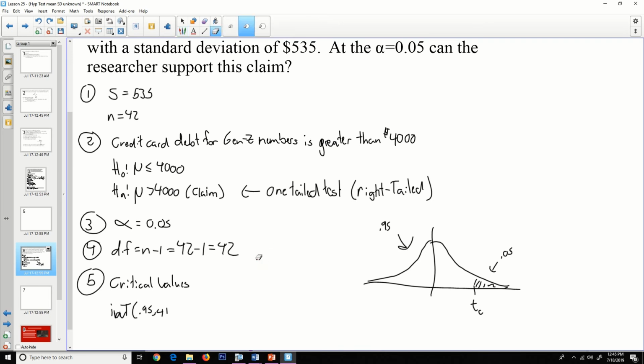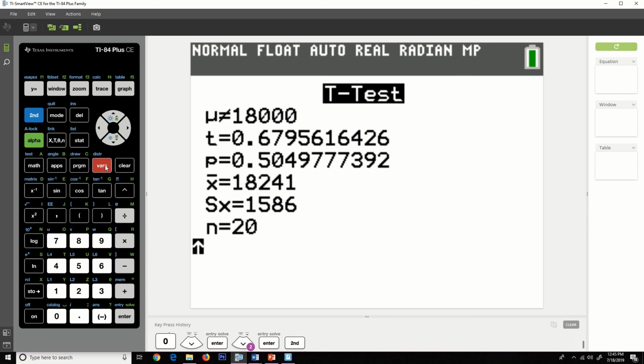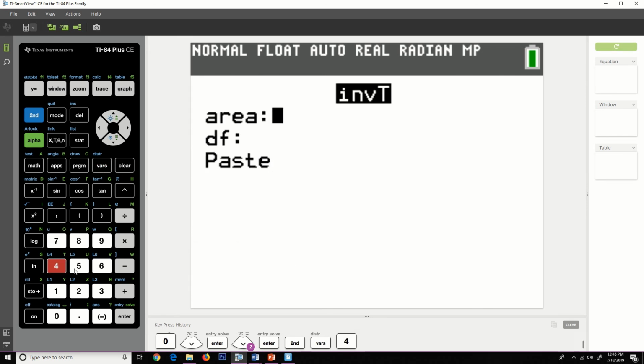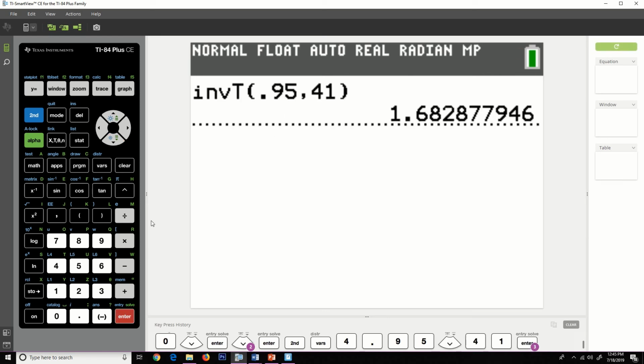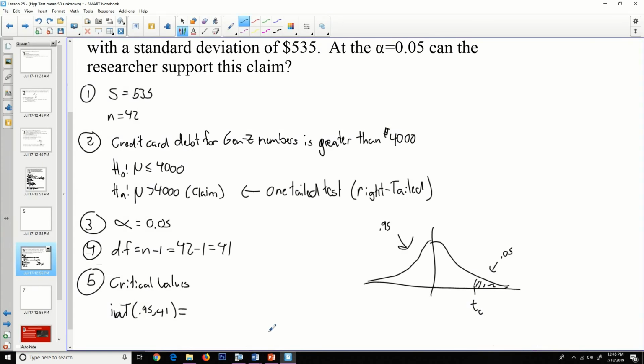I screwed that up, and I suppose you guys are all laughing at me. That should be a 41 there, because 42 minus 1 is clearly 41. All right, so let's make that calculation. Second, hit the vars button, inverse T, area 0.95, degrees of freedom 41, paste that in there, and we get 1.6282. So when we calculate our t value, we're going to reject anything that would be greater than this number.